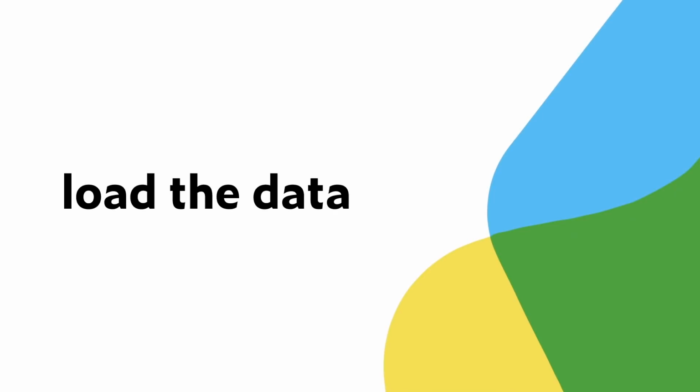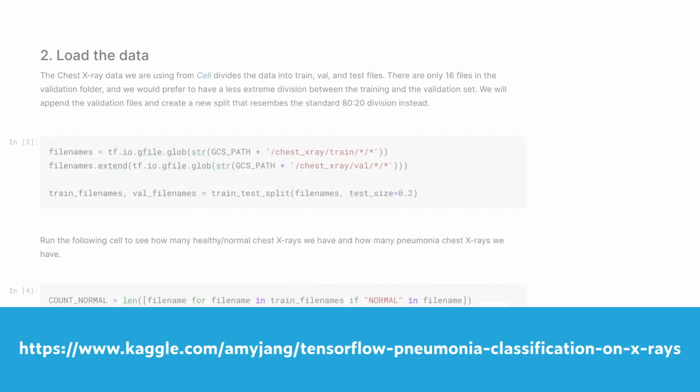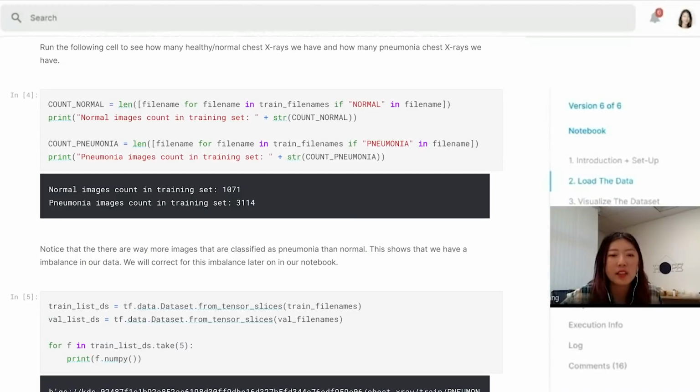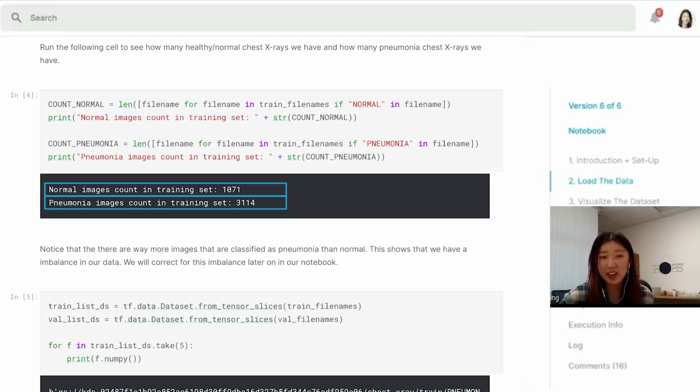What I realized in our current data set was that we had very few validation images. So we only had 16, but we had a lot of training images. That's kind of why I decided to not use the current data set split and created a new split. Yeah, and then we see that we have 1,000 healthy images and 3,000 pneumonia images. And so because of that, we see we have an imbalanced data set, meaning that the number of images in each class are not equal to one another. The imbalance in this data set is not too bad.